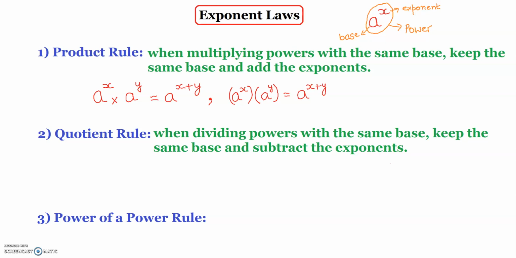Let's just look at the example. I have 2 to the power of 3 times 2 to the power of 2. So I can tell the base is the same for both of the terms. I can add the exponents. So I can say 3 plus 2. So 2 to the power of 5, which means I can write 2 five times: 2 times 2 times 2 times 2 times 2, which is equal to, if we evaluate that, 2 to the power of 5, 32. So that's the first rule.